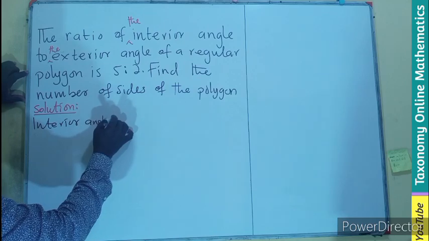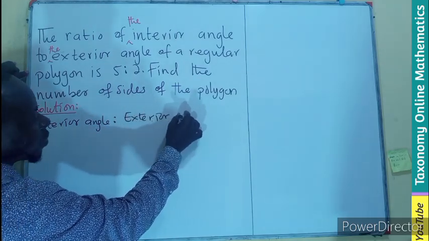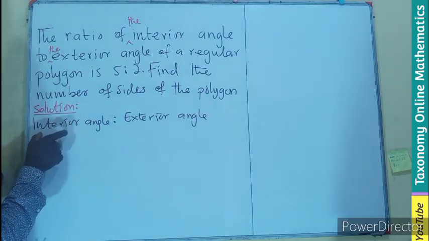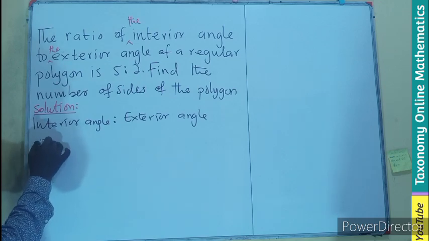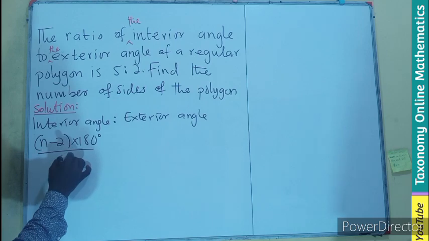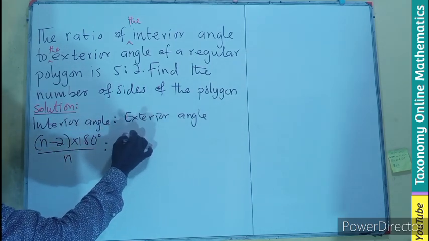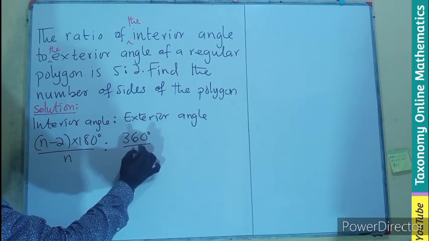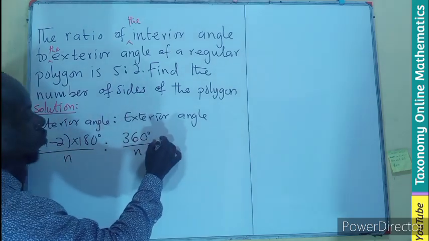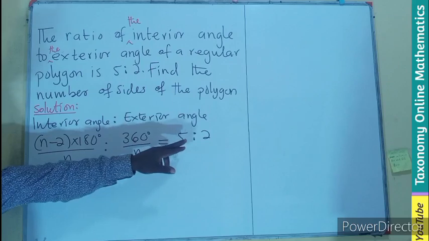I know that interior angle is to exterior angle. This is the concept given in the question. So what is the formula for the interior angle? It is (n minus 2) times 180 degrees divided by n. So this is to the exterior angle, which is also given by 360 degrees divided by n. So this ratio is proportional to 5:2.